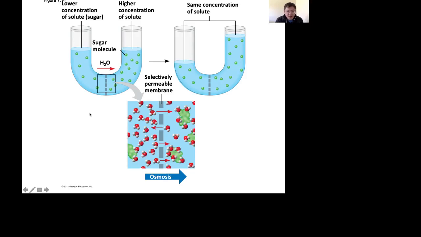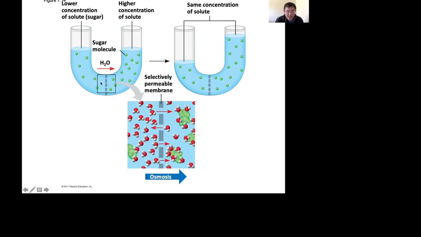Now let's do a sample experiment. We get this U-shaped tube, and then we insert a selectively permeable membrane here. And then we dump solutions of different osmolarity on both sides. On this side, we dump the high osmolarity solution. Here is the low osmolarity solution.